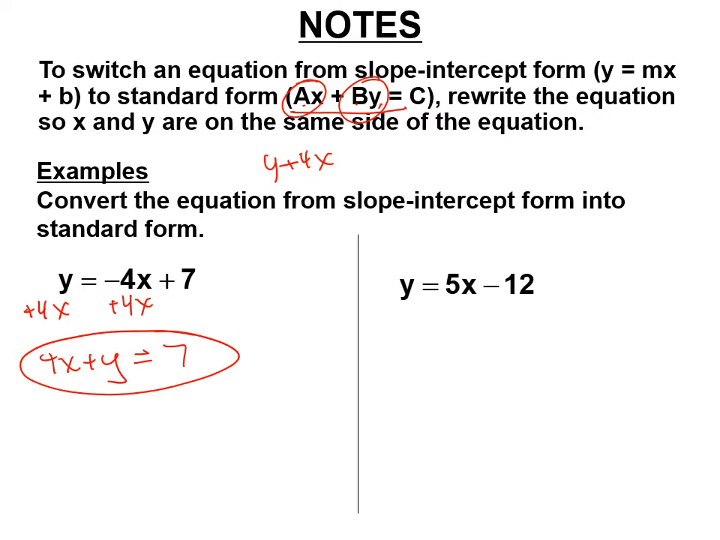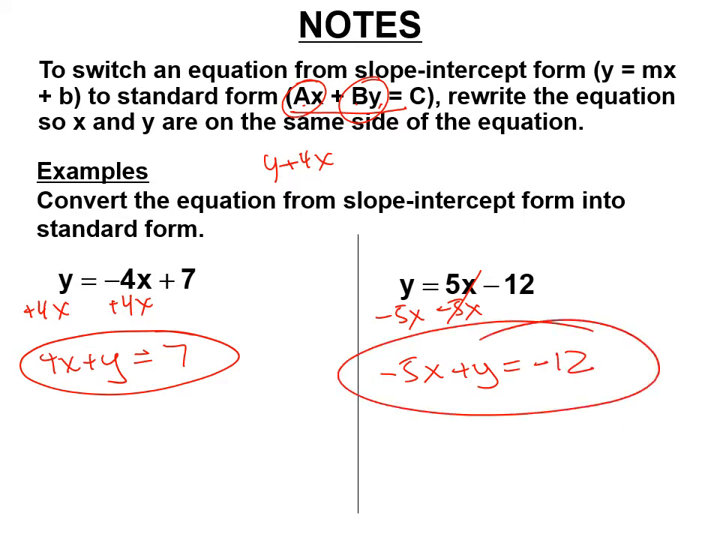All right. You subtract 5x from both sides. And what do we get? We get negative 5x plus y equals negative 12. All right, and we're going to talk about that on another screen. But that is definitely an ax plus by equals c form.